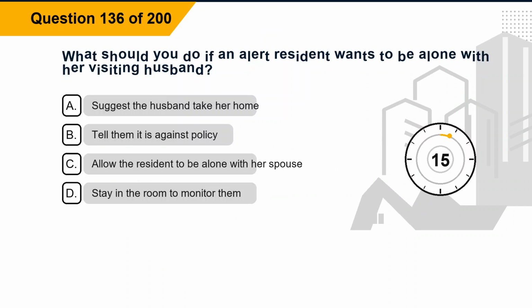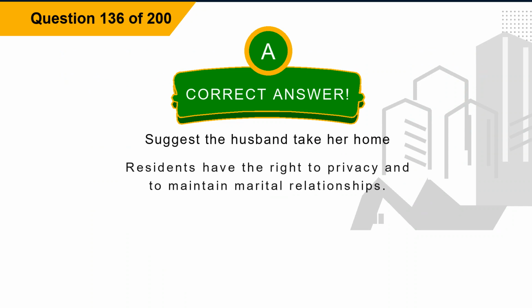Question 136. What should you do if an alert resident wants to be alone with her visiting husband? Option A, suggest the husband take her home. Option B, tell them it is against policy. Option C, allow the resident to be alone with her spouse. Option D, stay in the room to monitor them. The correct answer is option A, suggest the husband take her home. Explanation. Residents have the right to privacy and to maintain marital relationships.